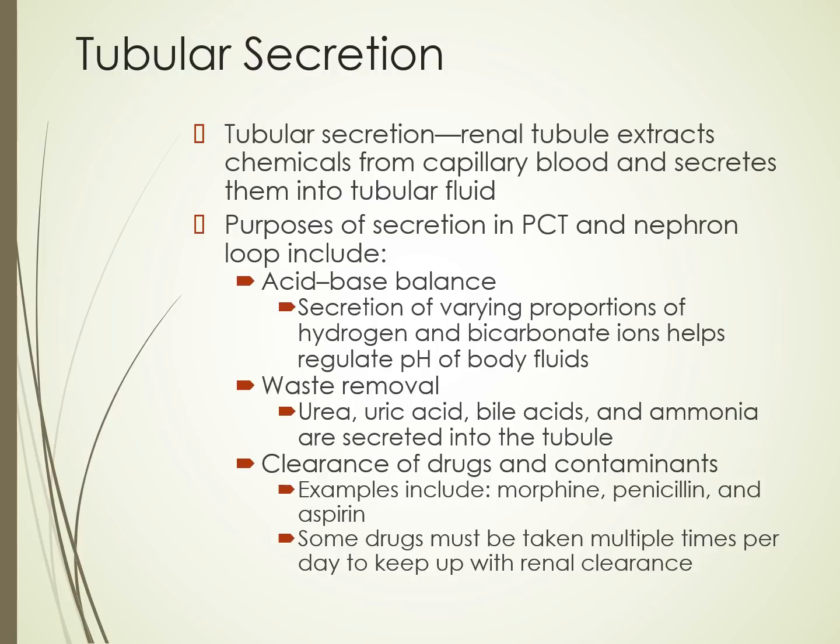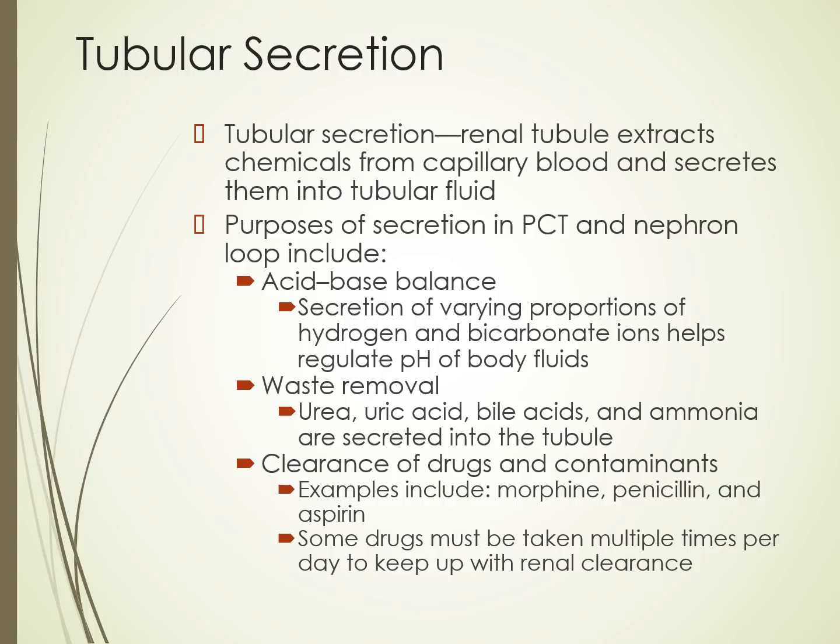And then finally with secretion, we'll talk more about secretion in the next lecture, but this is where things are going to move from the capillary or from inside the cells that line the nephron and be moved into the lumen of the nephron. So we refer to that as secretion. And there are several purposes for secretion. In the proximal convoluted tubule, that's going to help us with acid-base balance, so that hydrogen ion that was secreted will help us recover bicarb, which again is a buffer that will be used for acid-base regulation.